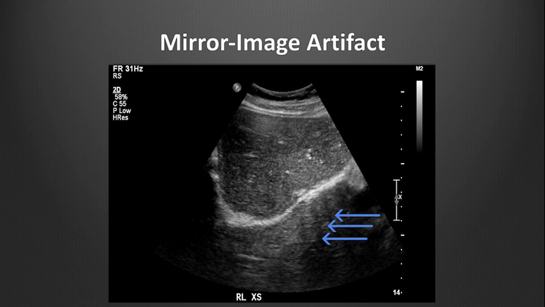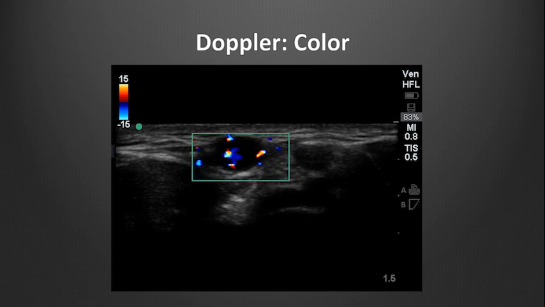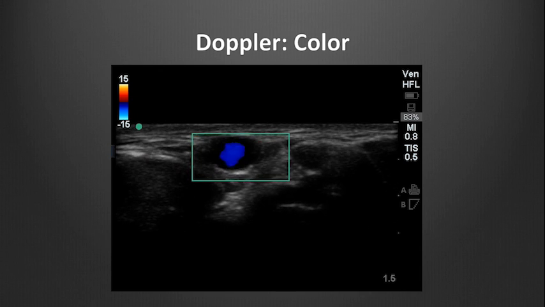In this example, the diaphragm causes a mirror image artifact of the liver parenchyma within the thorax superior to the diaphragm, shown here with the blue arrows. Switching gears, we will now discuss Doppler-related artifacts that occur when using color.